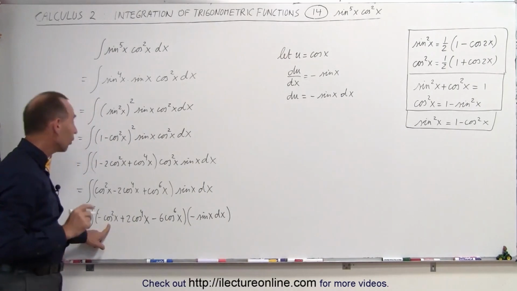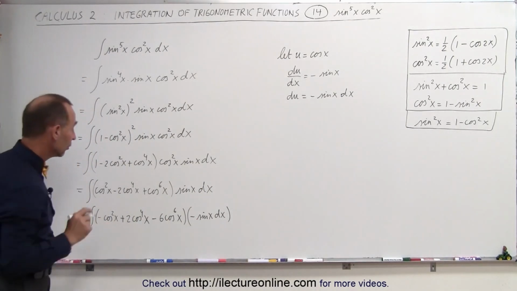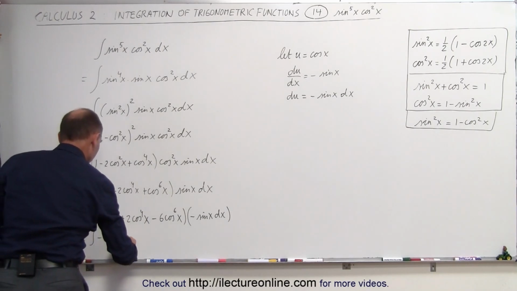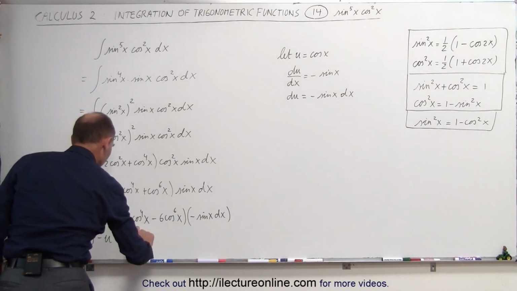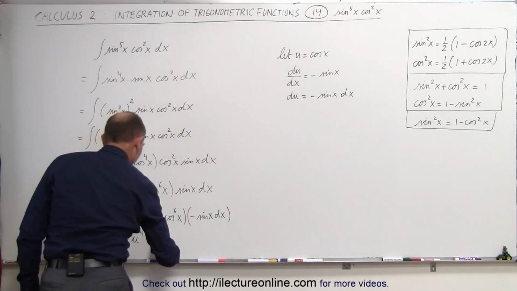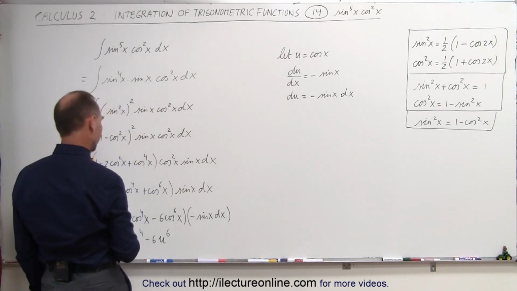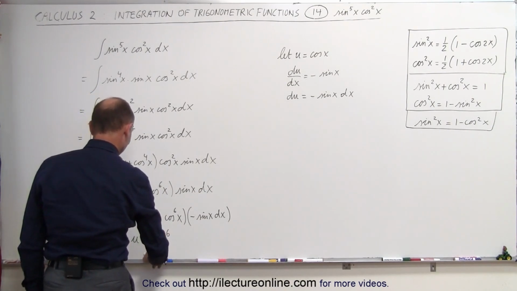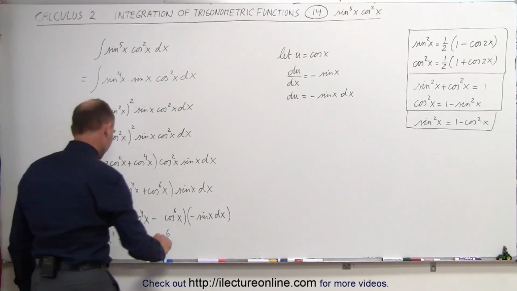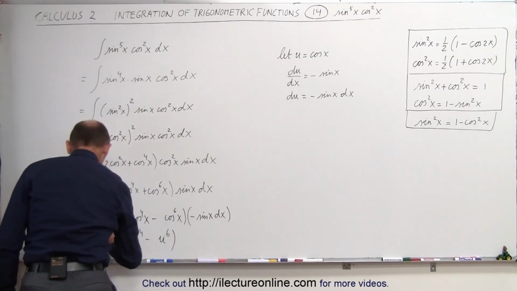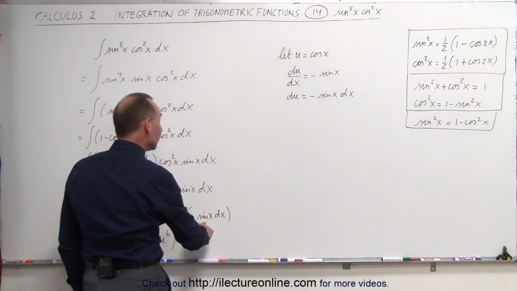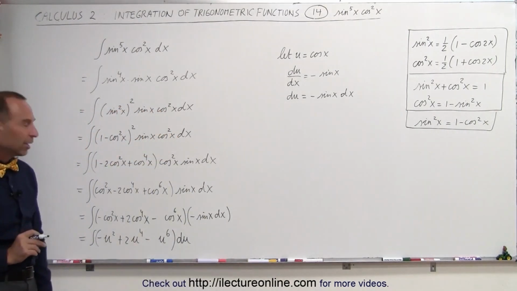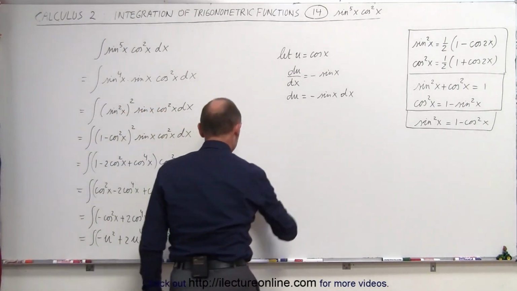In each of these, the cosine of x can be replaced by u, so this whole thing can now be written as the integral of minus u squared plus 2 times u to the 4th minus u to the 6th. Okay, and then multiply the whole thing times du. And this is fairly straightforward to integrate. Let's go ahead and do that.